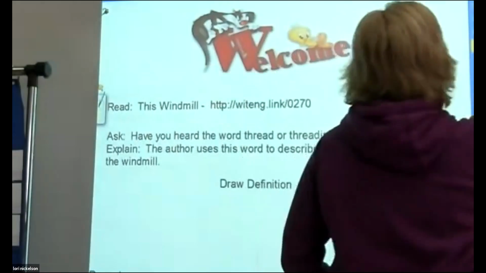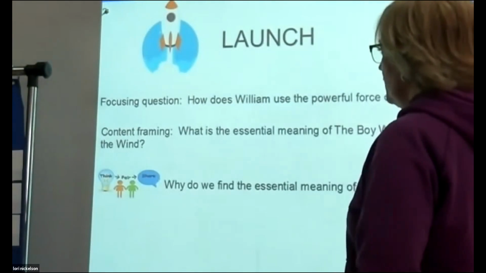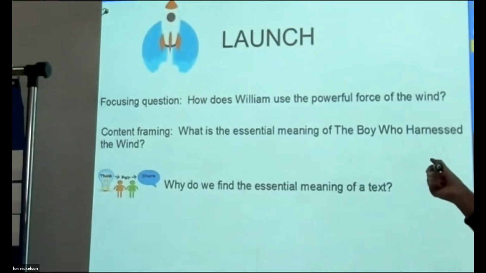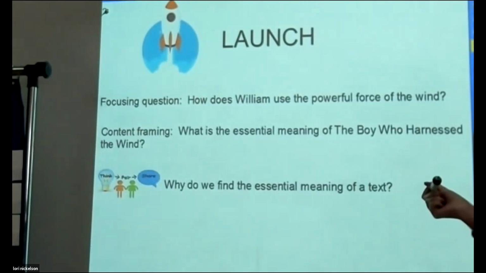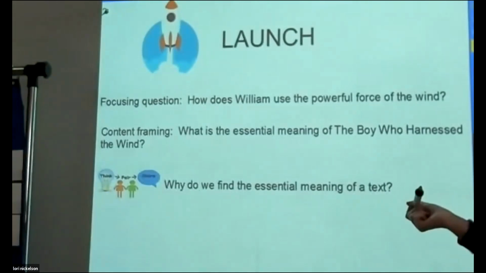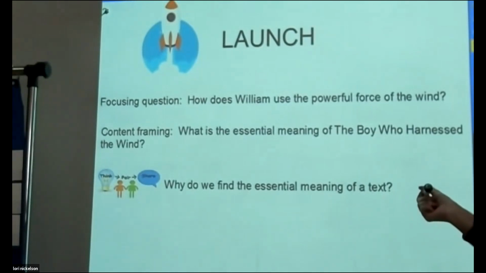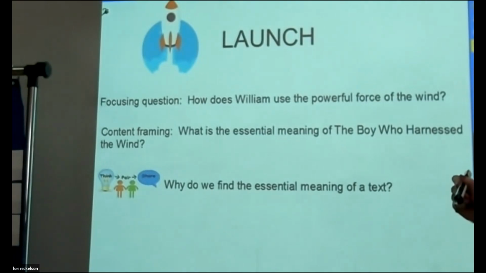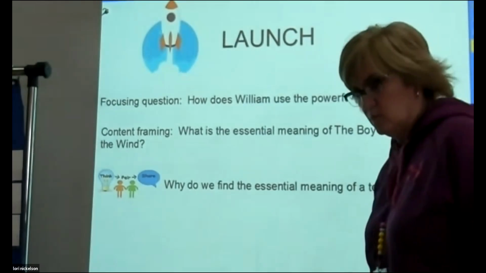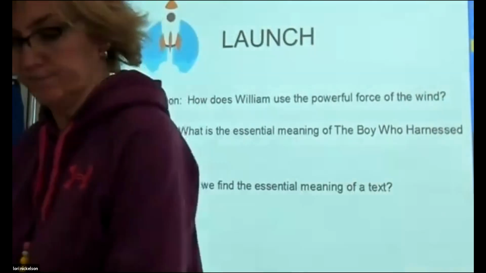All right. So our focus question here is, how does William use the powerful force of the wind? Our content framing is, what is the essential meaning of The Boy Who Harnessed the Wind? So our think, pair, share right now. Why do we find the essential meaning of a text? It means, what would we use that text meaning for?